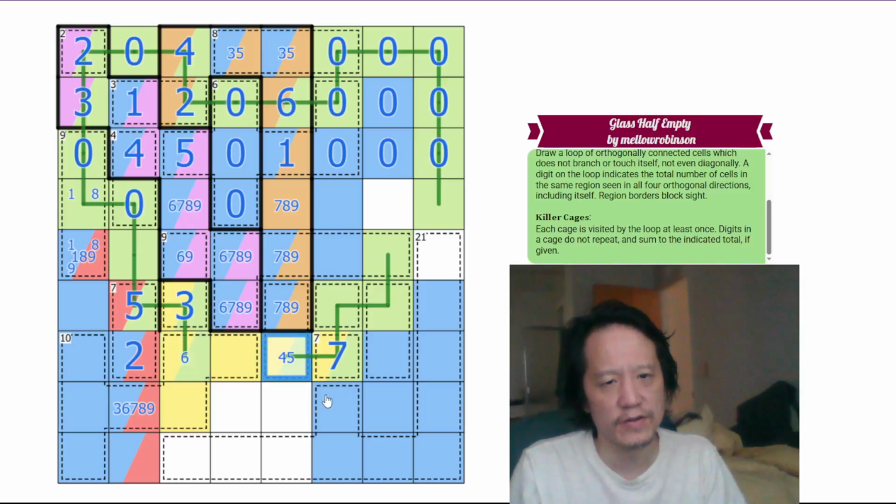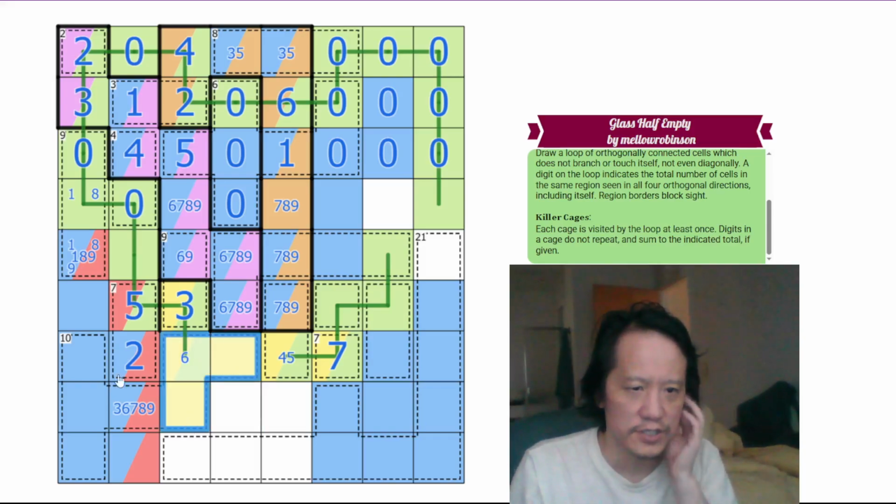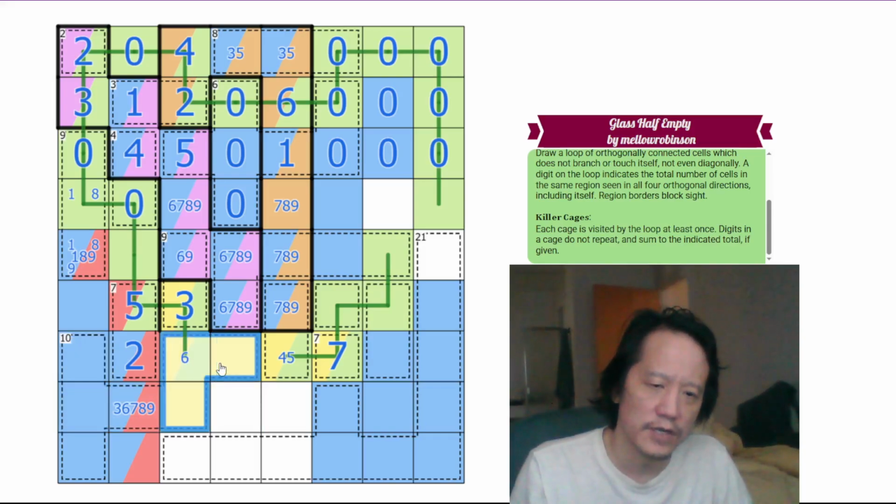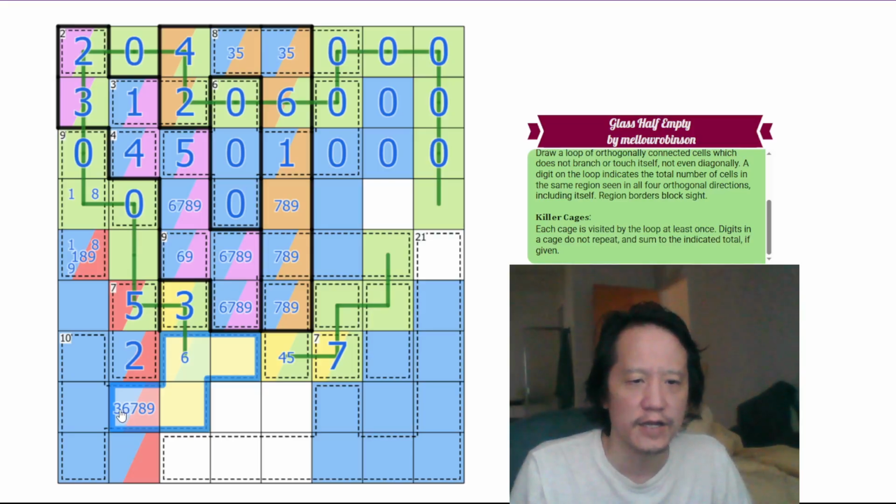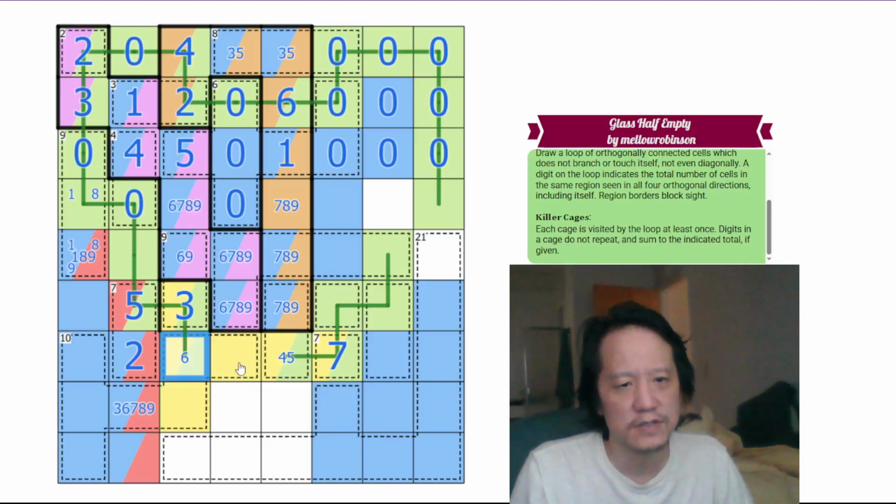This can't be 6. So this would stop here. Oh, this is too many digits in this cage. That's 4 digits in this cage, and this would have to be at least 6. And so that's too big. So this cannot be yellow here.